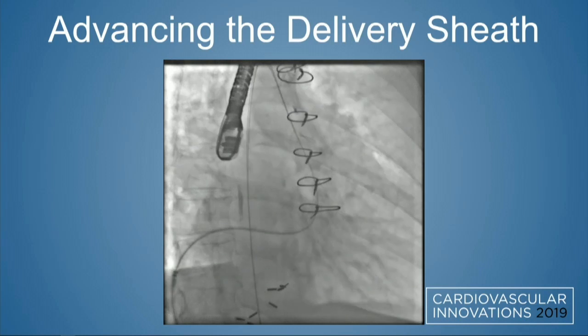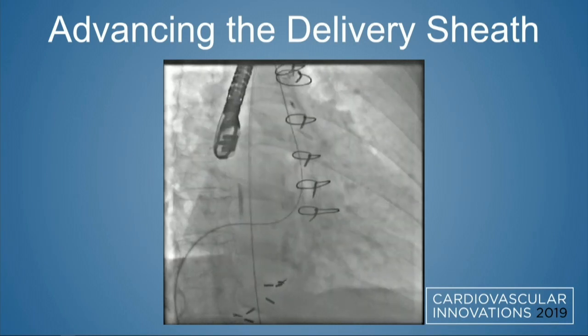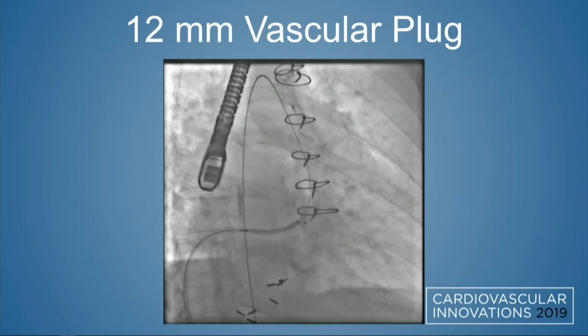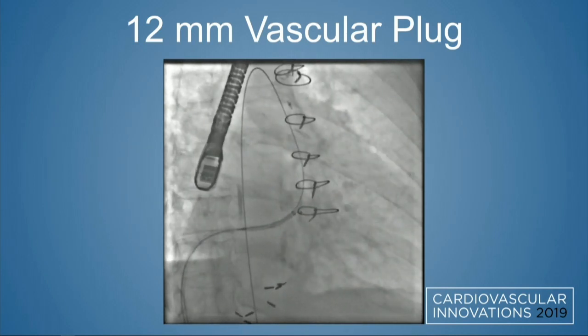So next step, we just advance our delivery sheath over the wire, over our rail, and here it's shown going all the way past the aortic valve into the aorta, but we do have to pull that back down into the LVOT before we send out the distal disc of our device, because you don't want to be dragging that back across the aortic valve.